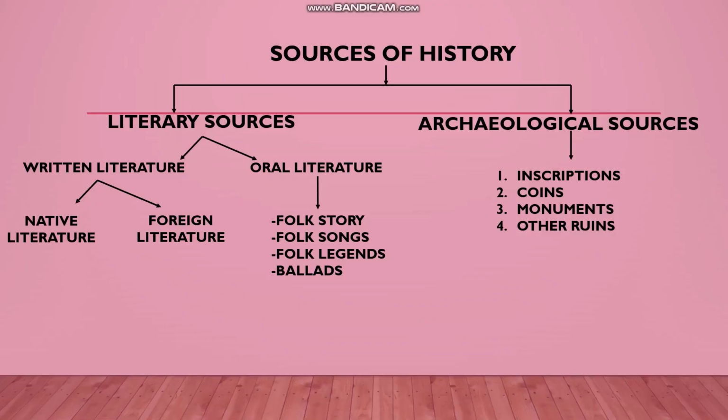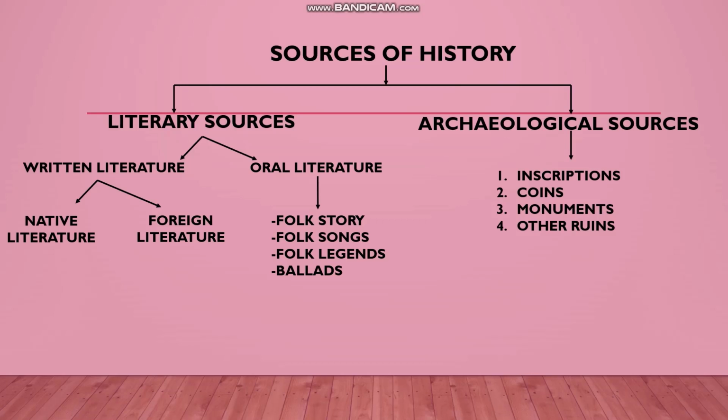Now let's learn about the sources of history. There are two main sources of history. They are literary sources and archaeological sources. The literary sources are further divided into written literature and oral literature. The written literature can be divided into native literature and foreign literature, whereas oral literature includes folk stories, folk songs, folk legends, and ballads. Archaeological sources are inscriptions, coins, monuments, and other ruins.